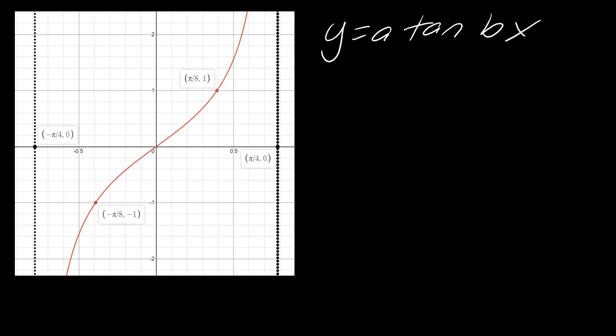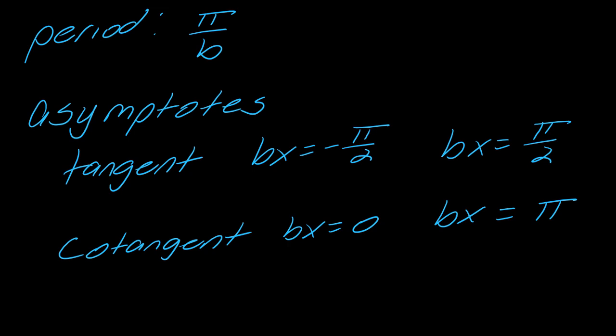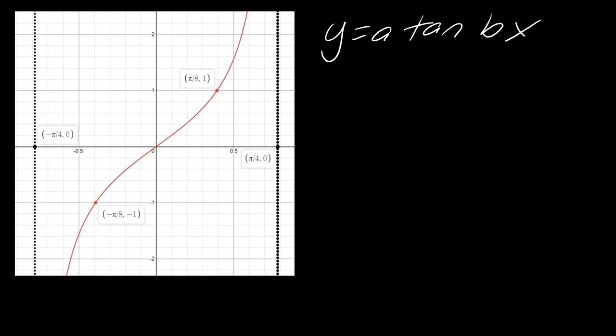Okay, so now I have to leverage what I know about these asymptotes. So this is the typical form of the asymptotes, but we have to reverse engineer this a little bit. So in this case, I have that my asymptotes came out to negative pi over 4 and pi over 4.